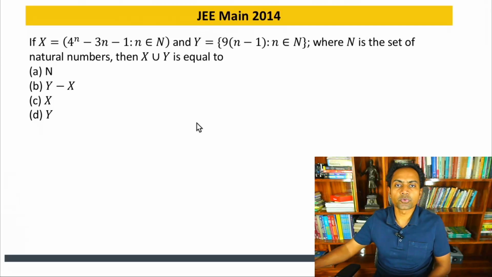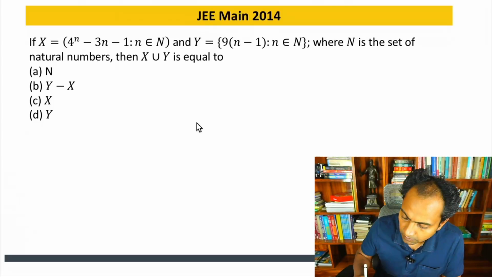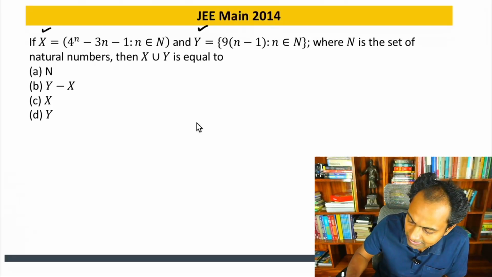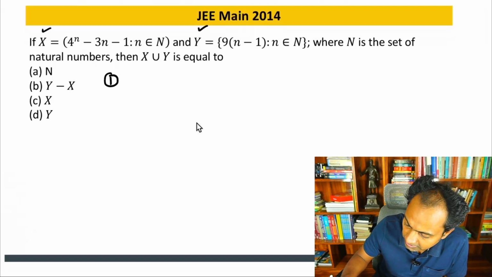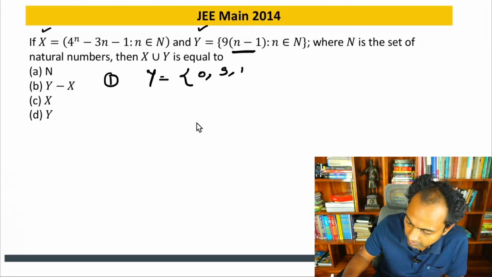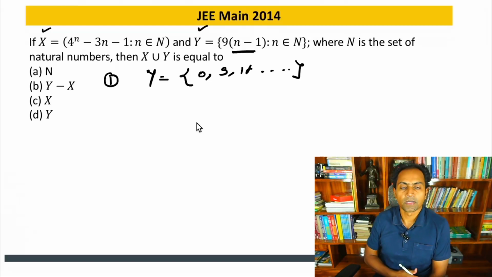If I look into this 2014 question, what they are saying is they are giving us two sets. This first set is X, another set is Y. Y is easier to interpret because what they are saying is n is nothing but a natural number, all such values. So if I write this Y in set builder form, in roster form, it will become nothing but, if I put 1, it becomes 0. If I put 2, it will become 9, 18, so on and so forth. It will become an infinite set.